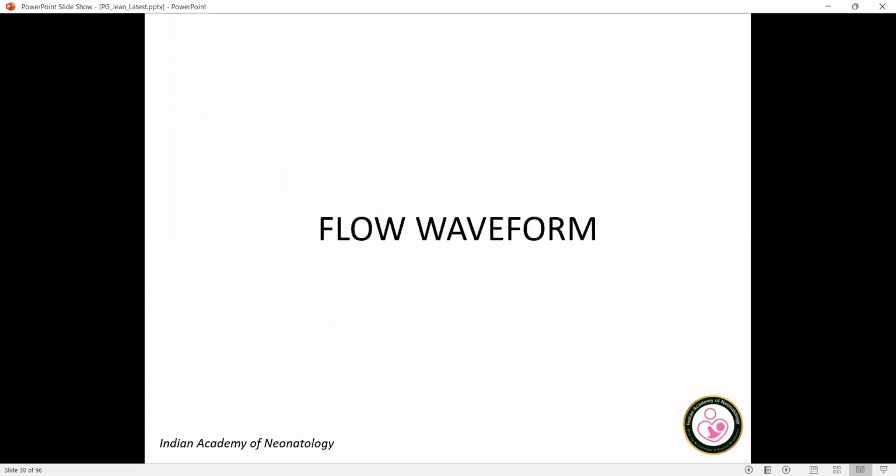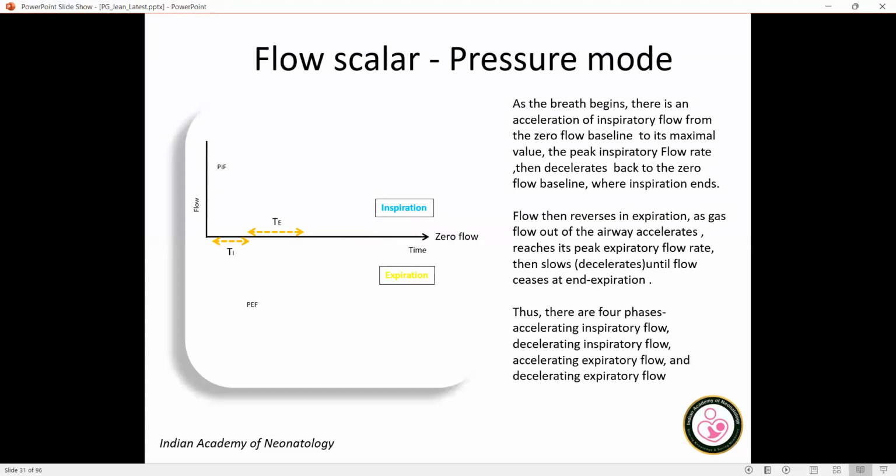Now coming to the flow waveform. Actually, in the scalars, the most important one is the flow waveform because we can gather a lot of information from it. It is a little more complex because it has a positive deflection and a negative deflection. We can see that there is a baseline here. This baseline means a zero flow state, that is, no gases entering or leaving the lungs. A positive deflection means gases flowing into the patient.